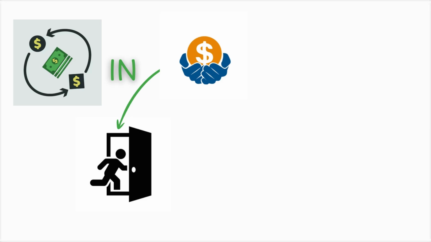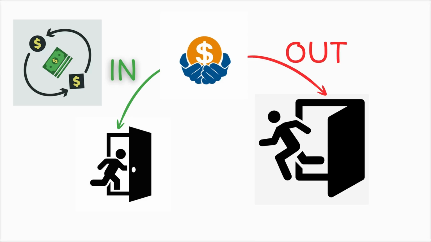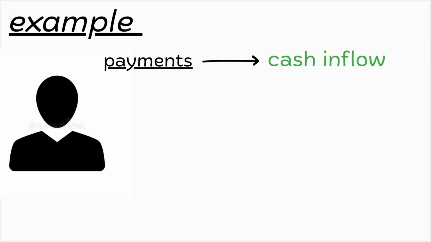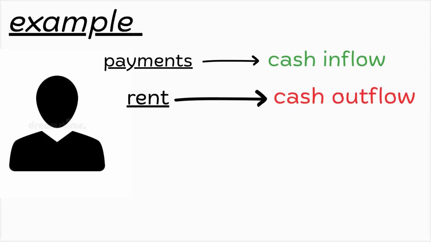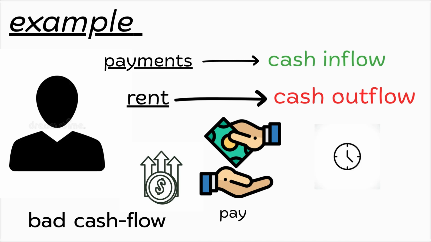11. Cash flow. Simply the money coming in and going out. For example, customer payments are your cash inflow and paying rent is your cash outflow. So you can have profits but still bad cash flow if customers don't pay on time.